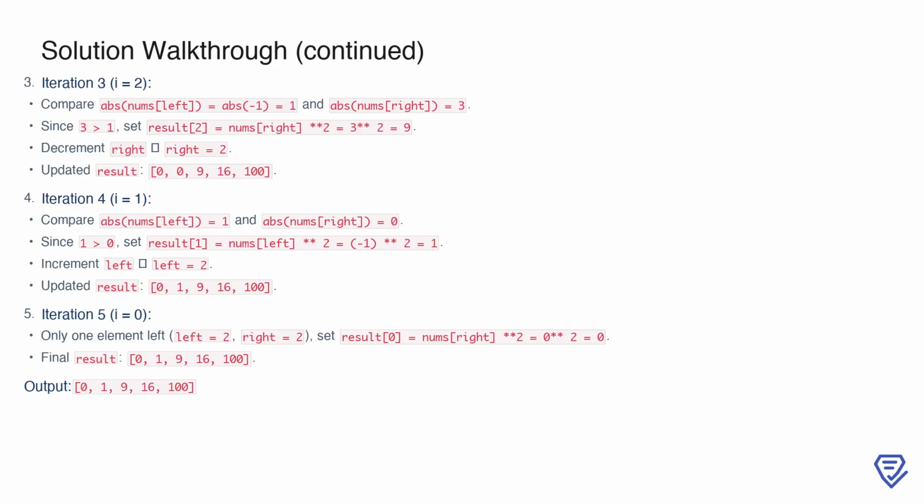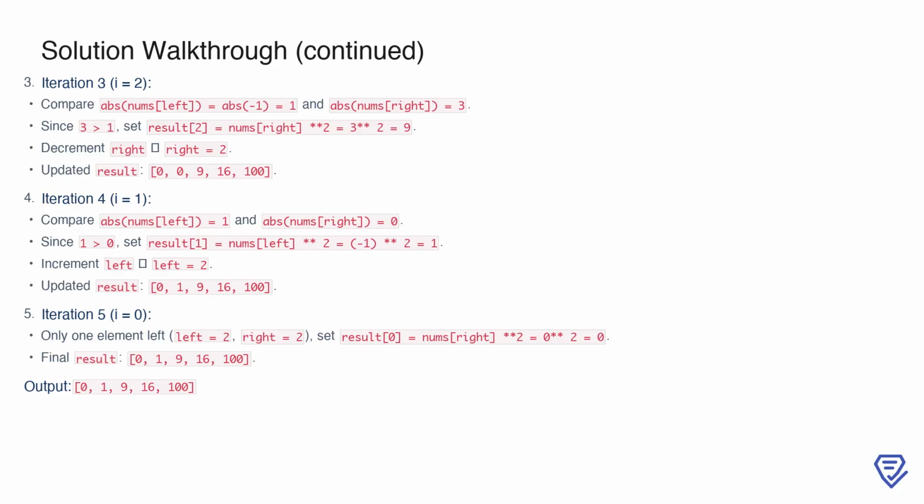In the following iteration, abs(nums[left]) is 1, and abs(nums[right]) is 0. Since 1 is greater, we square nums[left] to get 1 and place it in the result array. This time, we increment the left pointer, and the result array updates to 0, 1, 9, 16, 100.